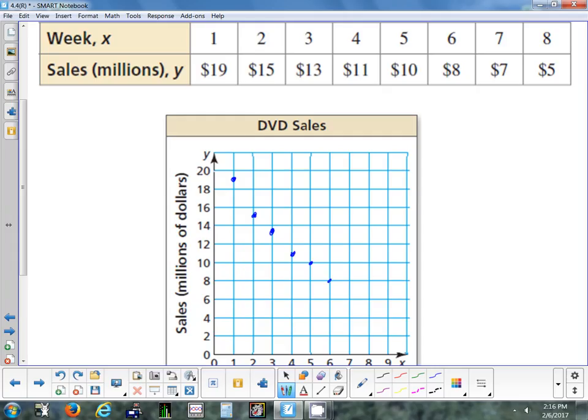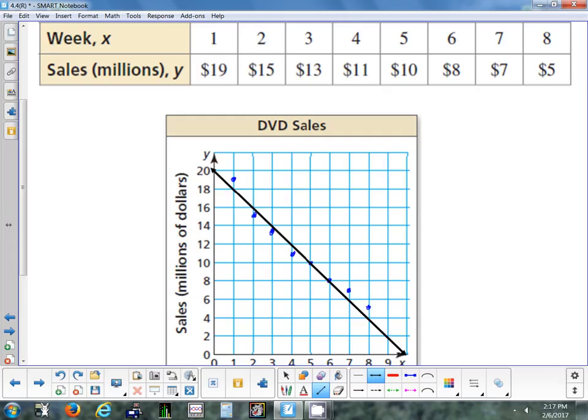Week 6 is about 8. Week 7, let's see, be right about there. And week 8 drops down to 5. Okay, do those look pretty straight? Yeah, I think overall they look pretty good. So now let me put a line, the best that I can. Right, do you think that my line looks pretty good?